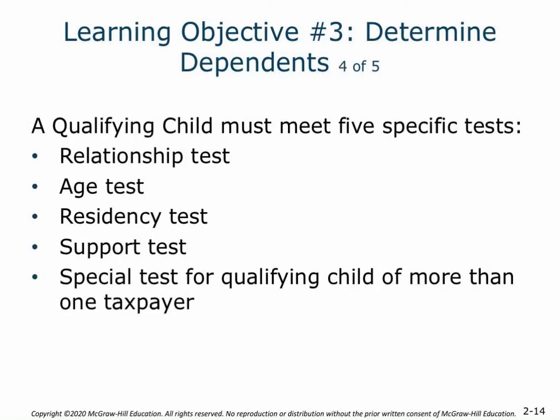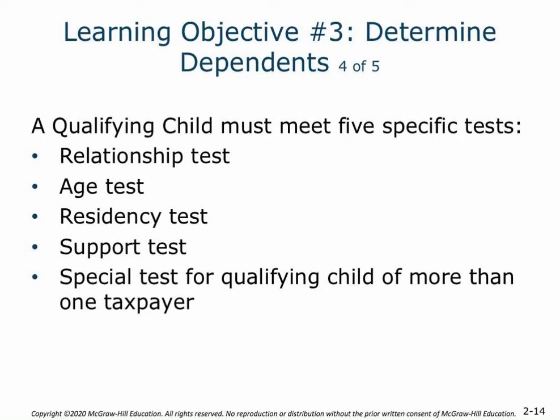And then going into the specific tests, here we have that the qualifying child must meet 5 specific tests. And the first is going to be a relationship test, and that is that the dependent would need to be a child or descendant of a child, and that's going to be a grandchild or a great-grandchild. Need to be a stepchild, an eligible foster child, or a brother, sister, half-brother, half-sister, stepbrother, stepsister, or a descendant of them. So the brother's child, grandchild, great-grandchild, the sister's child, grandchild, great-grandchild, and so on.